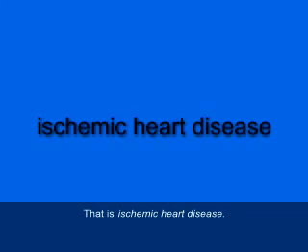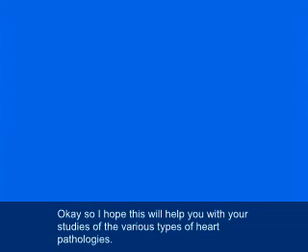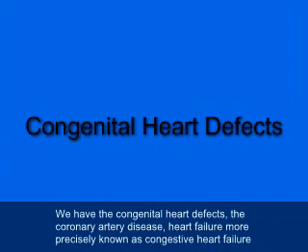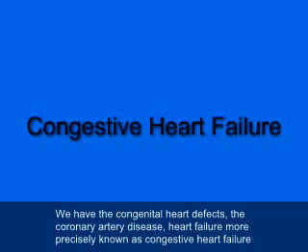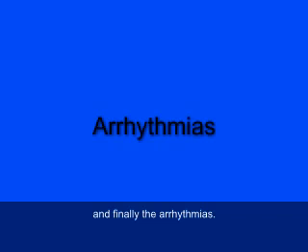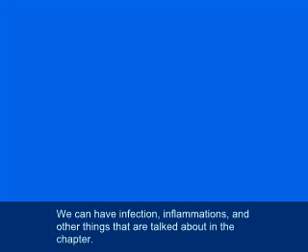Okay, so I hope this will help you with your studies of the various types of heart pathologies. Again, it really helps if you keep the major categories in mind. We have the congenital heart defects, the coronary artery disease, heart failure, more precisely known as congestive heart failure, and finally, the arrhythmias. And again, there are other things that can go wrong with the heart. We can have infections, inflammations, other things that are talked about in the chapter. Those are fairly easy to keep straight. You can understand them just by parsing the terms.